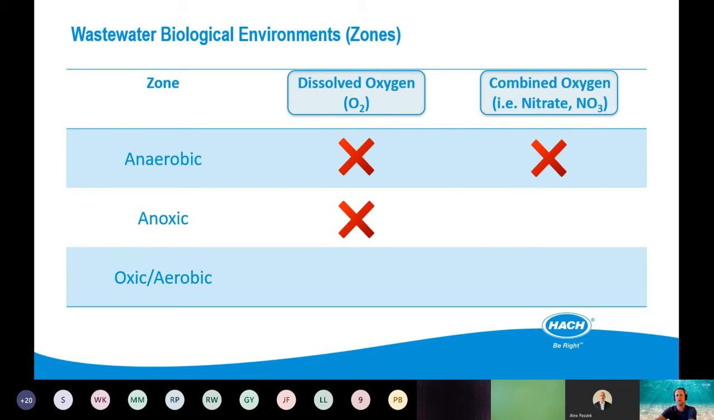If you have an anoxic zone, it's a zone that doesn't have any free oxygen also, but it most likely does have the presence of combined oxygen: nitrite, nitrate, or other combined forms of oxygen.